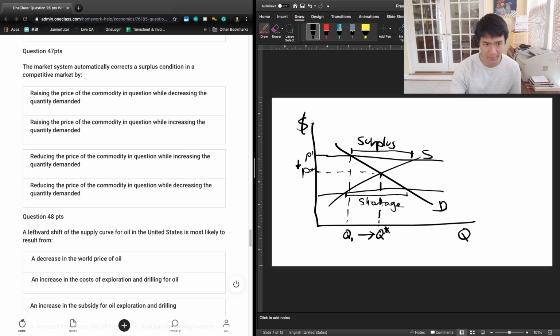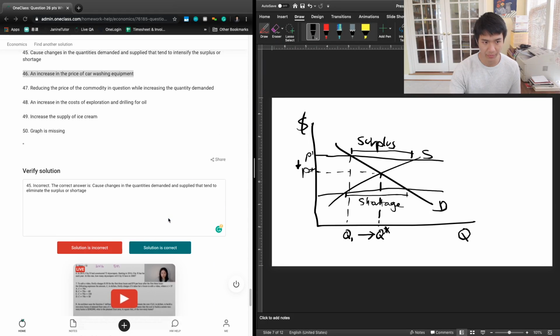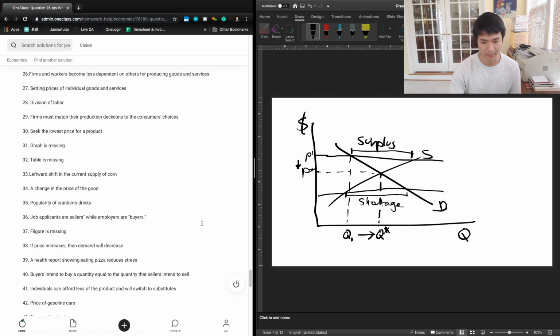The market system automatically corrects a surplus condition in a competitive market by reducing the price of the commodity in question while increasing the quantity demanded. Okay, let's take a look at the previous answer given by the tutor. Number 47, reduces the price of the commodity in question while increasing the quantity demanded. So great, we're all in agreement there.